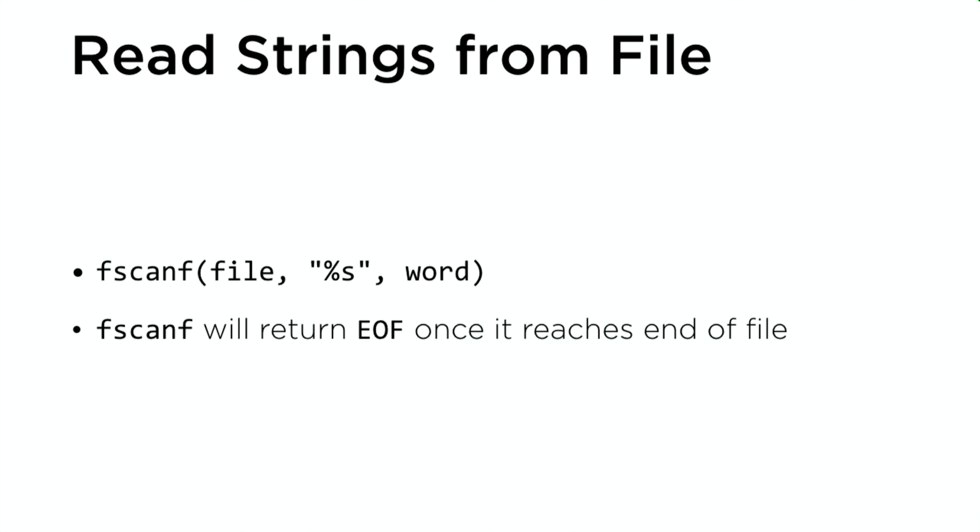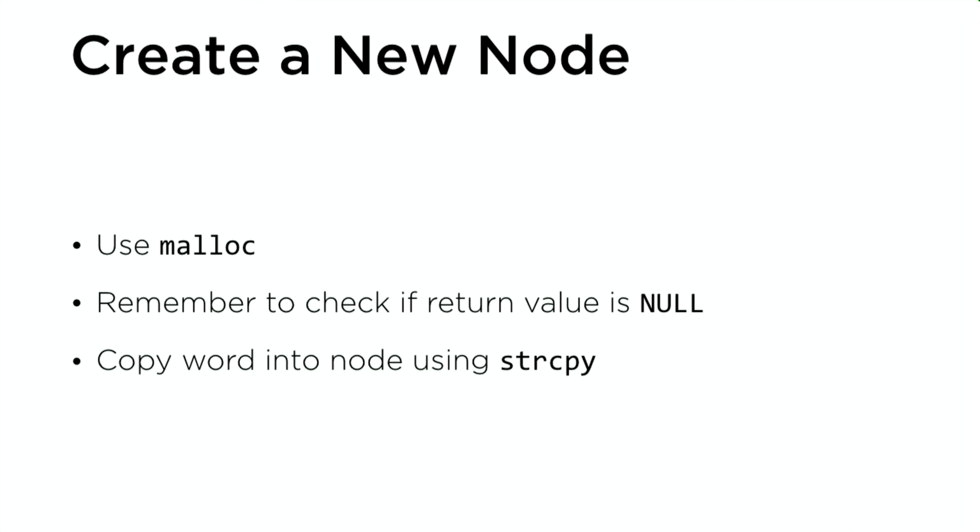And that will happen once fscanf reaches the end of the file. So when fscanf returns EOF, that's your sign that you've finished reading all of the words in the dictionary. But you'll likely want to have some sort of loop that's running fscanf again and again, on one word after word after word, until you get to the end of the file.